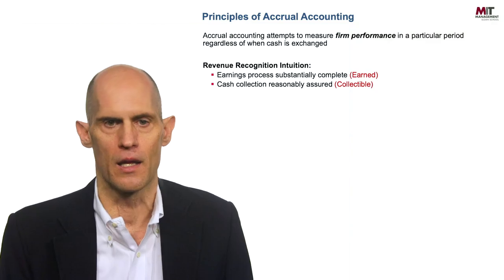So with accrual accounting, we're trying to measure firm performance in a particular period. For firms, this will be a year or a quarter. So we're going to measure firm performance in a particular year, regardless of when we get cash from it. And we'll have an example of this in just a second.